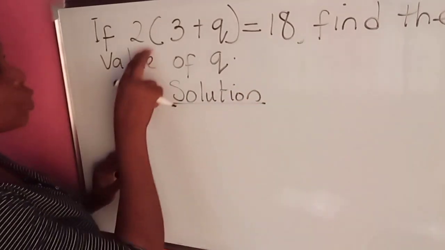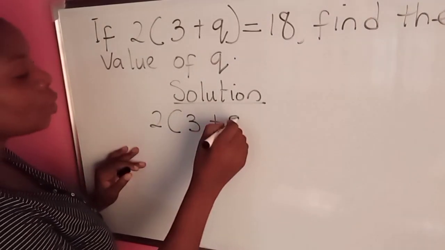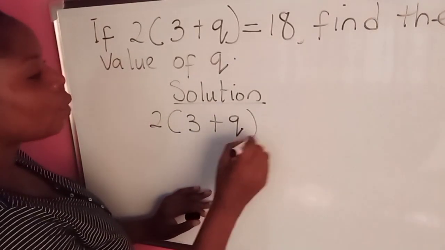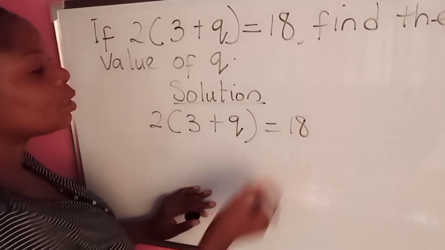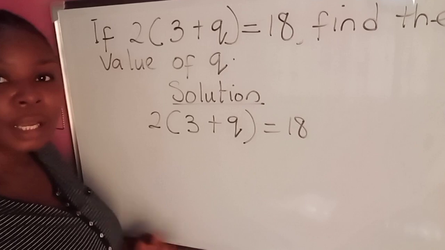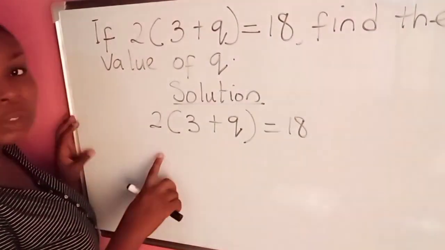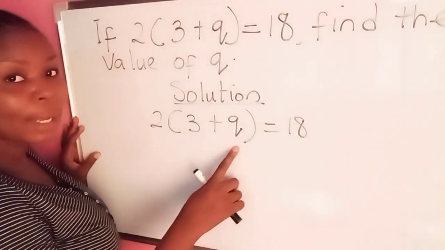I'll write out the equation. It is 2 open bracket 3 plus q close bracket is equal to 18. This is a question in algebra. The first thing we do is we open this bracket. We open this bracket by multiplying everything in this bracket by 2.